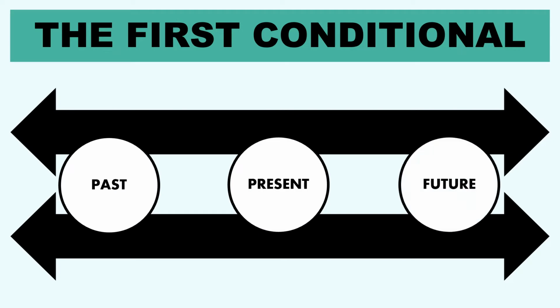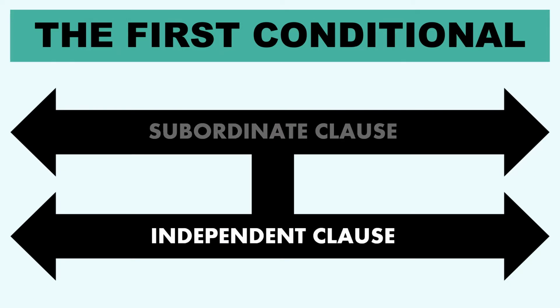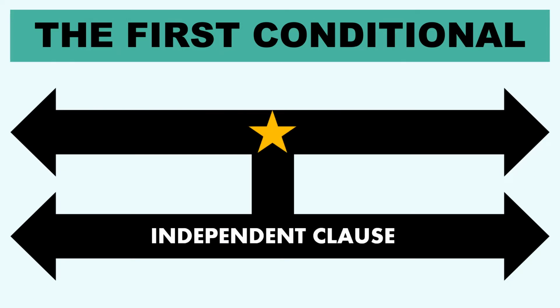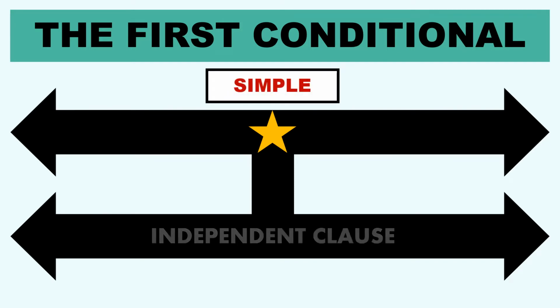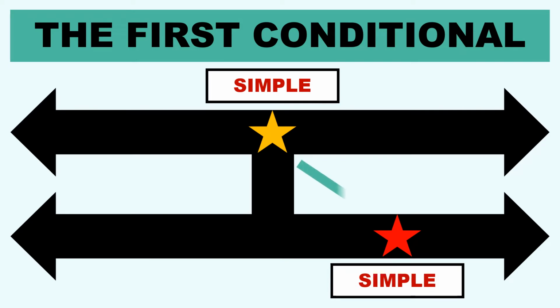How does this look on our timeline? We have the past, present, and future. We have a subordinate clause and an independent clause. Our subordinate clause is in the present, simple, and it will have an impact on a future simple event. So here we see that present simple tense is impacting the future simple tense.